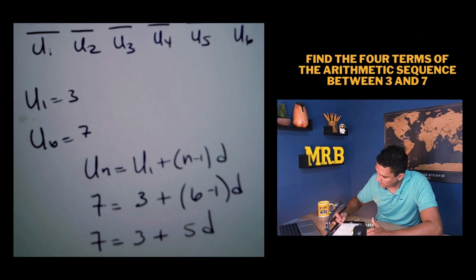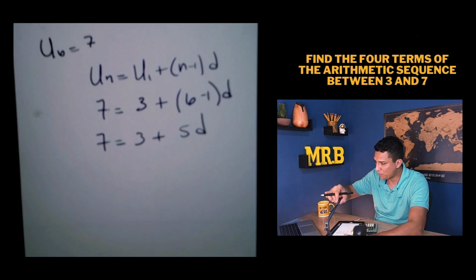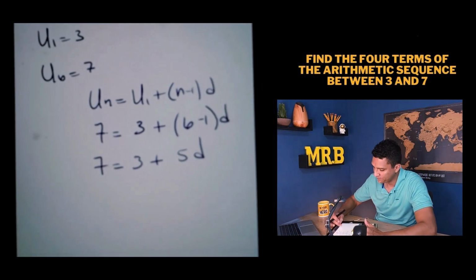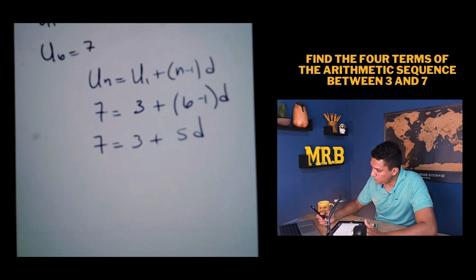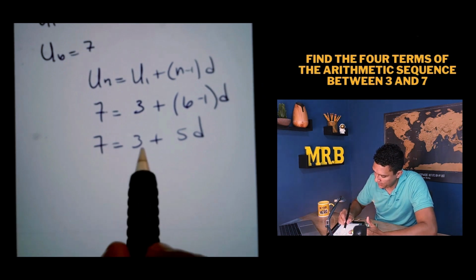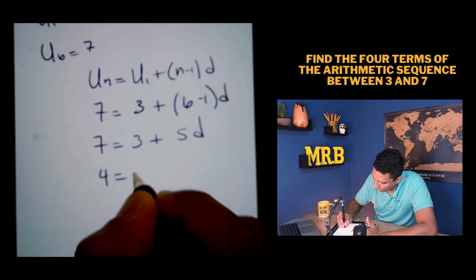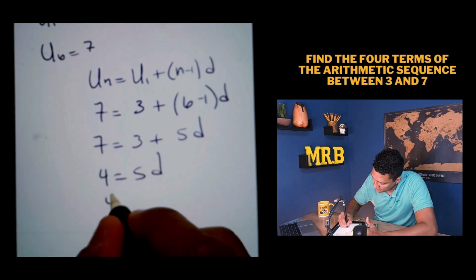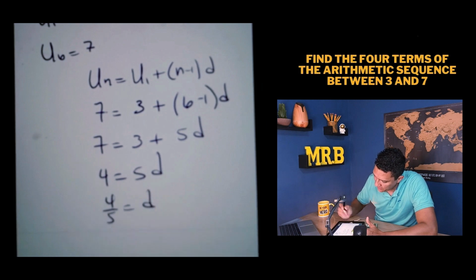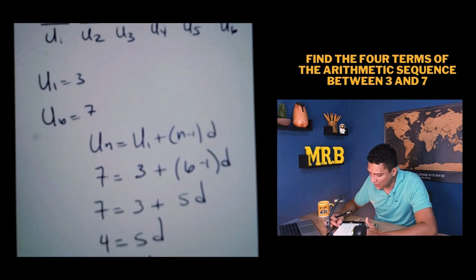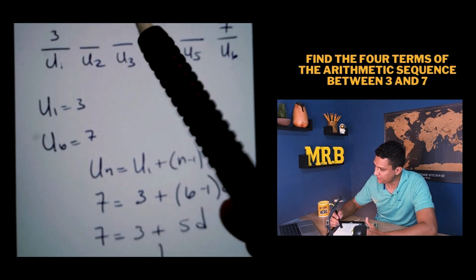Remember that here we have an equation, and I'm going to zoom out so you can see better. What we're going to do is solve this. The 3 passes subtracting, so 7 minus 3 is 4. Then the common difference is 4/5, which is 0.8. So now we are able to answer this.